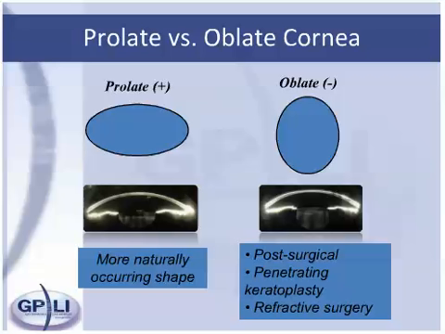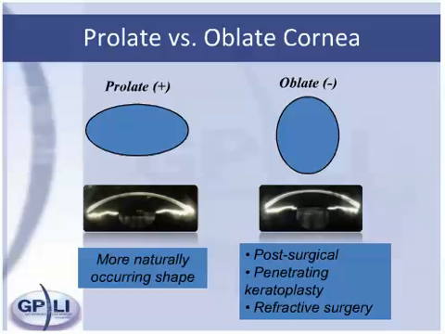The value on the shape factor, whether it's positive or negative, describes whether the cornea is prolate, steep in the center and flattens to the periphery, or oblate, flat in the center and steepens into the periphery.